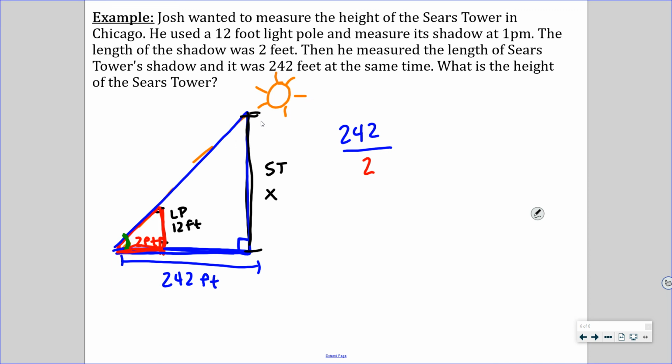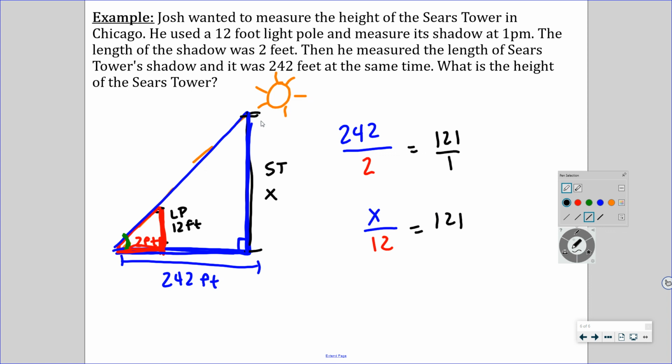Write this down. You can reduce this if you want to. Like I said, I kind of like to reduce my scale factors. A, it's good practice to reduce them, and then B, it's going to make your proportion life easier to solve. Okay, so then in my blue triangle here, this side I'm trying to find, X, corresponds to the height of the light pole, 12. So height of the tower to the height of the light pole. So I know that's going to be proportional to 121 over 1. And I like to keep it as a fraction because then it's just nice and easy to cross multiply.